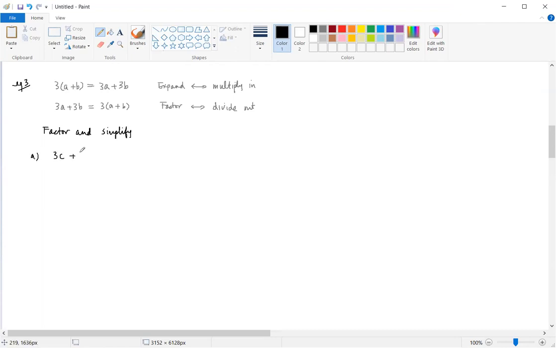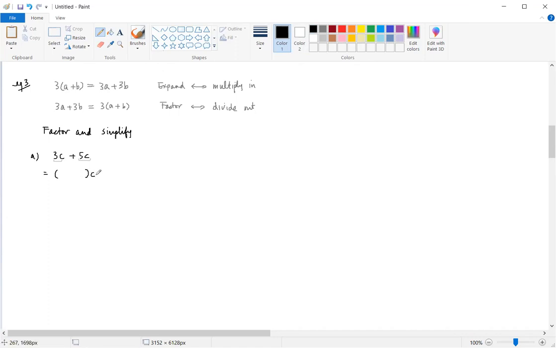Let's say we have 3c plus 5c, like 3 cars plus 5 cars. Of course, it's 8 cars. But if I want to factor to simplify it, it's the same reasoning: this is 1 term, this is 1 term. This term is 3 times c, this term is 5 times c. So what is the common factor you can divide out? c is the common factor. We can divide out the c.